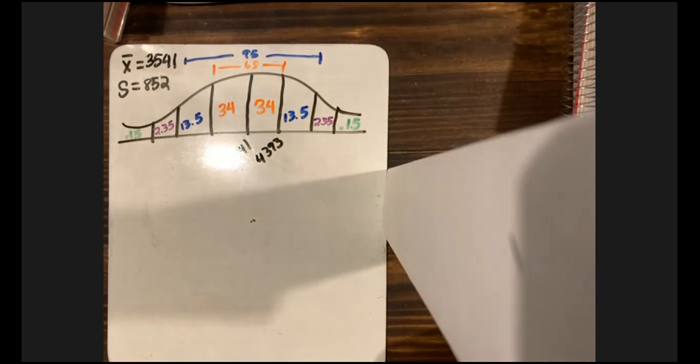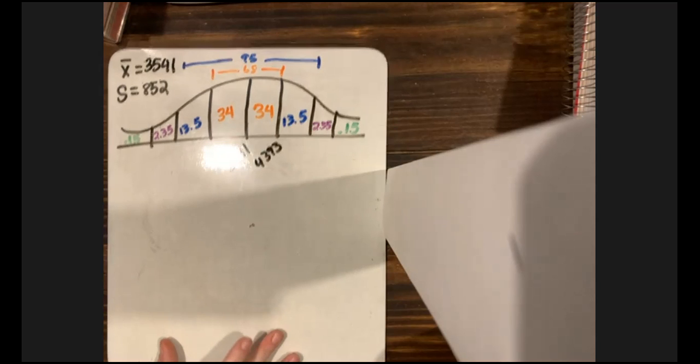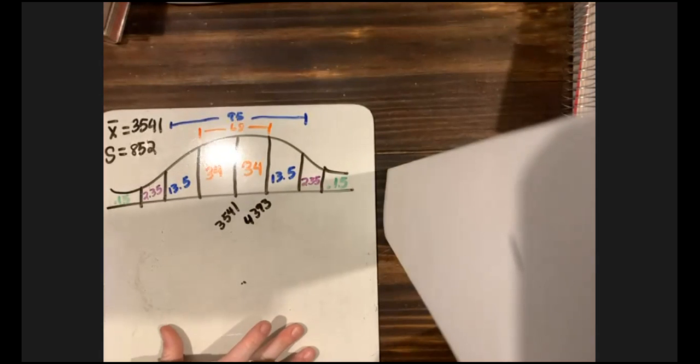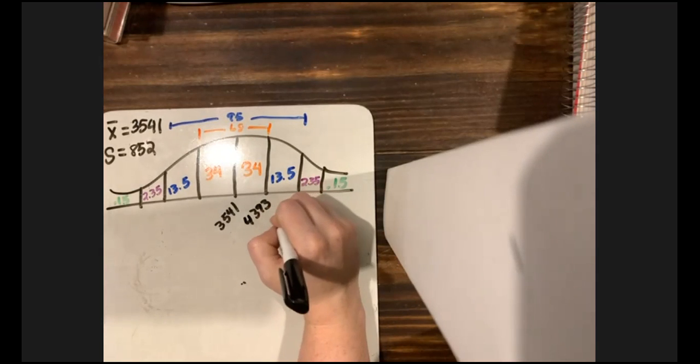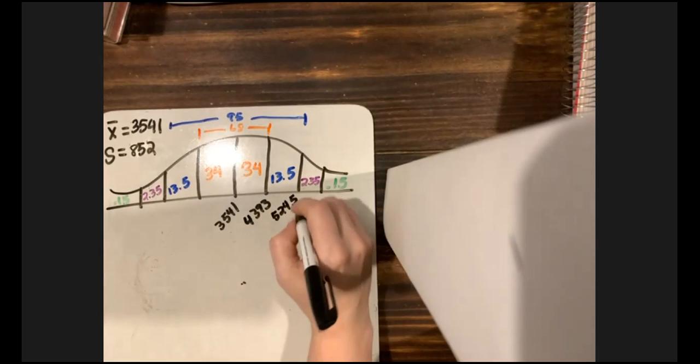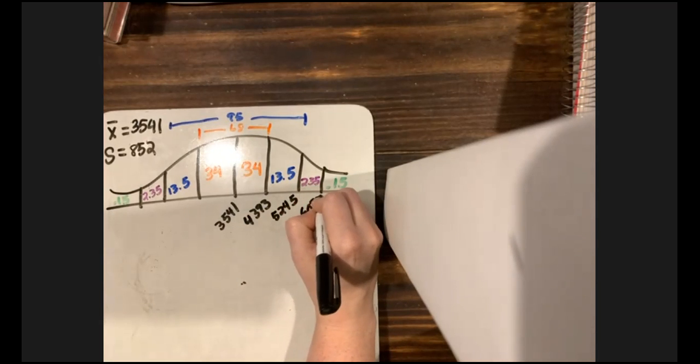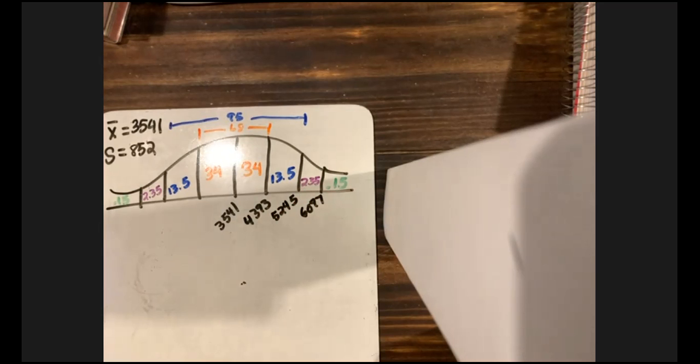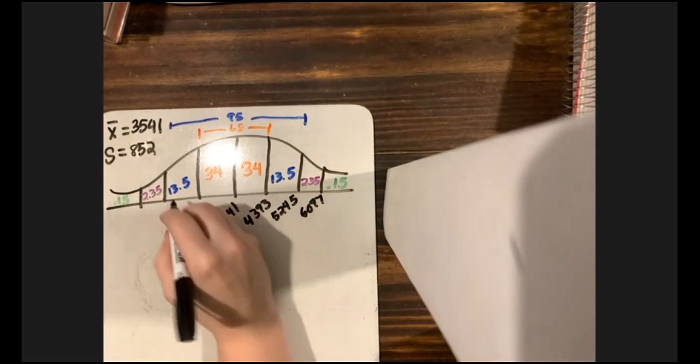So I've got 4393, 5245, and 6097. And then we're going to subtract.